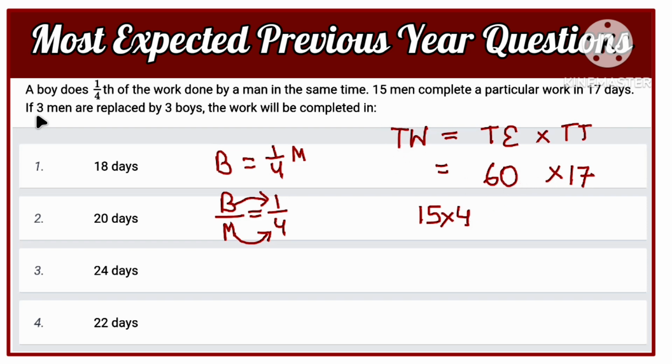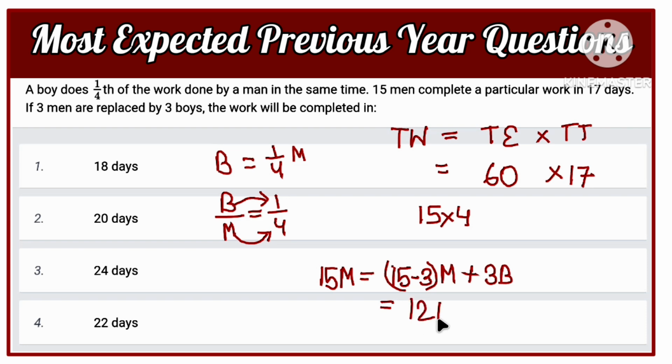Now here it is given that 3 men are replaced by 3 boys. Now, total 15 men were there. According to the question, 15 men are not there. Instead of that, 3 men are replaced by 3 boys. That means in place of 15 men, only 15 minus 3, that is 12 men are coming, and along with that 3 boys are coming to complete the work. So we can conclude that 12 men and 3 boys are coming for the work.